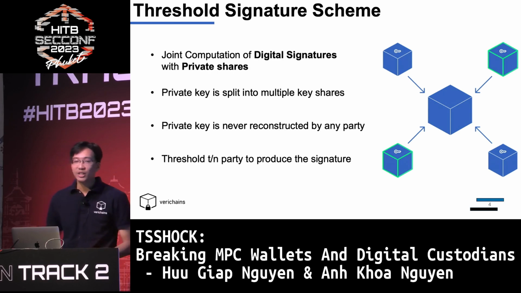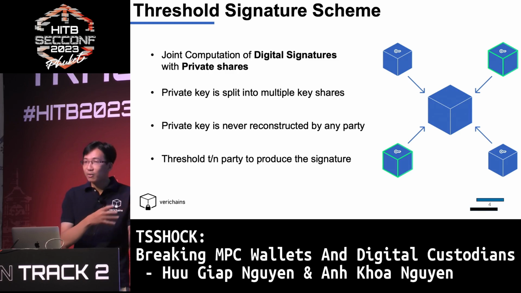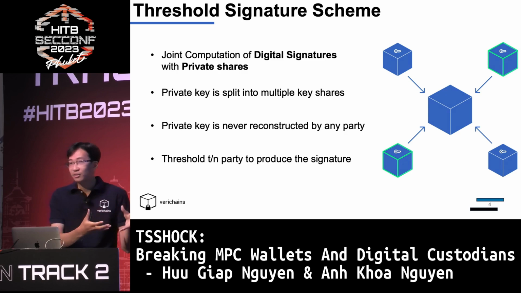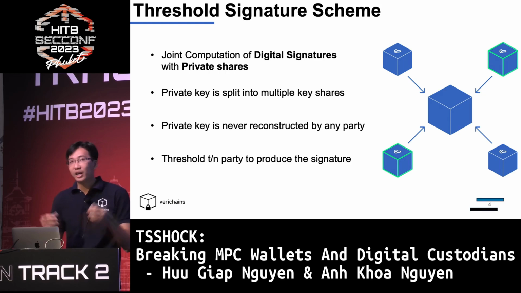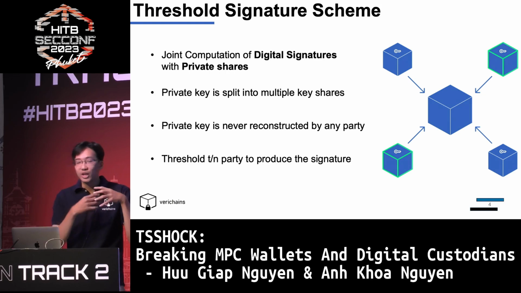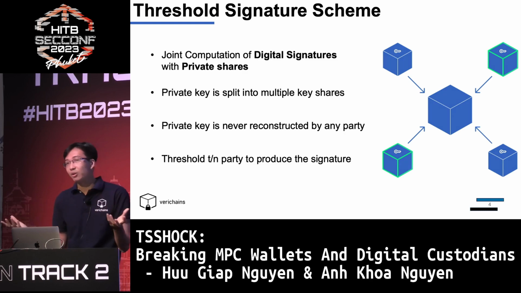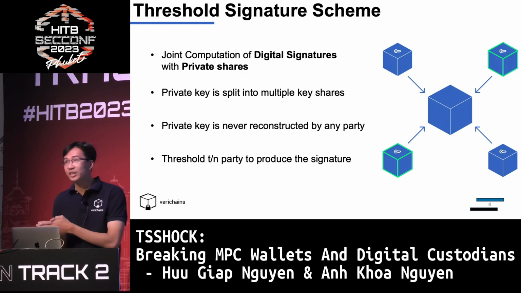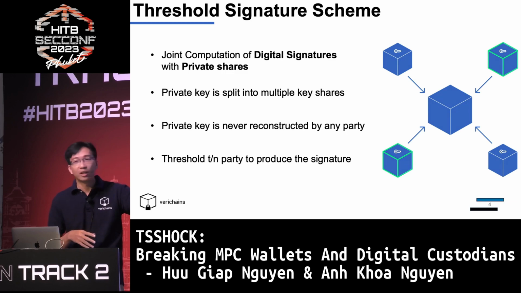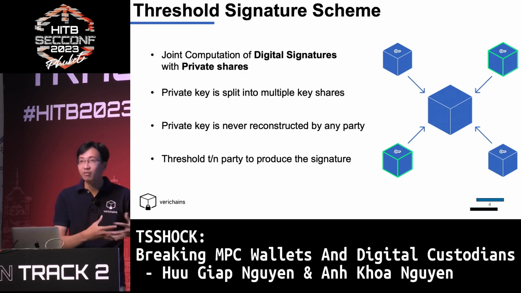One application of that is the threshold signature scheme, which is a joint computation of digital signatures with private shares. Now, the private shares here, you can say, are key shares. So each party now has a part of a key in a digital signature. And then when they talk together, they will generate a signature, but the private key is never constructed. Now it has another attribute: it's threshold T over N parties. Say you have 4 parties here, but this is a scheme for 2 over 4, which means that you must have 2 people talking together to effectively generate a signature.